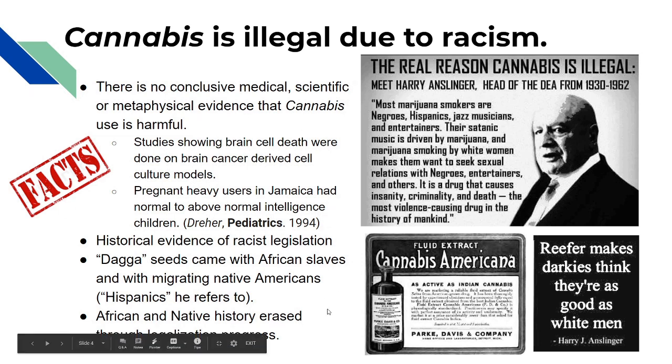In the United States, cannabis is closely associated with enslaved peoples. This is because dagga seeds came with African slaves, and Native Americans from south of the border migrated to the United States with cannabis because in Mexico, the Spanish had enslaved the indigenous people to grow hemp for their sailcloth. Hemp and marijuana are the same plant.